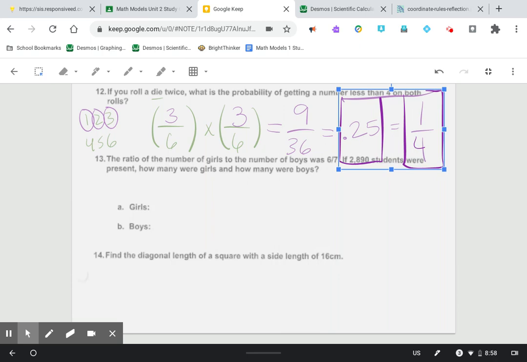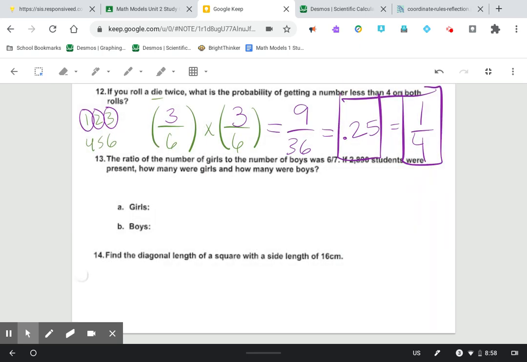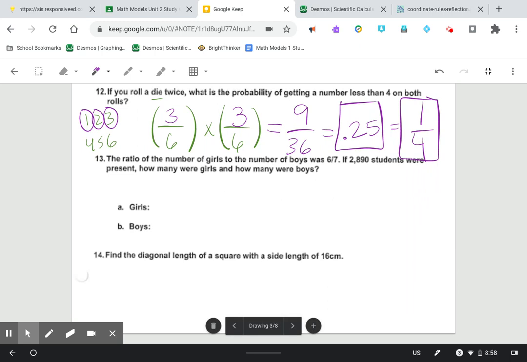All right. Then it says that, sorry, let me fix this so it's not marking through our other problem. There we go. Okay. The ratio of the number of girls to the number of boys was 6/7. If 2,890 students were present, how many girls and how many were boys?